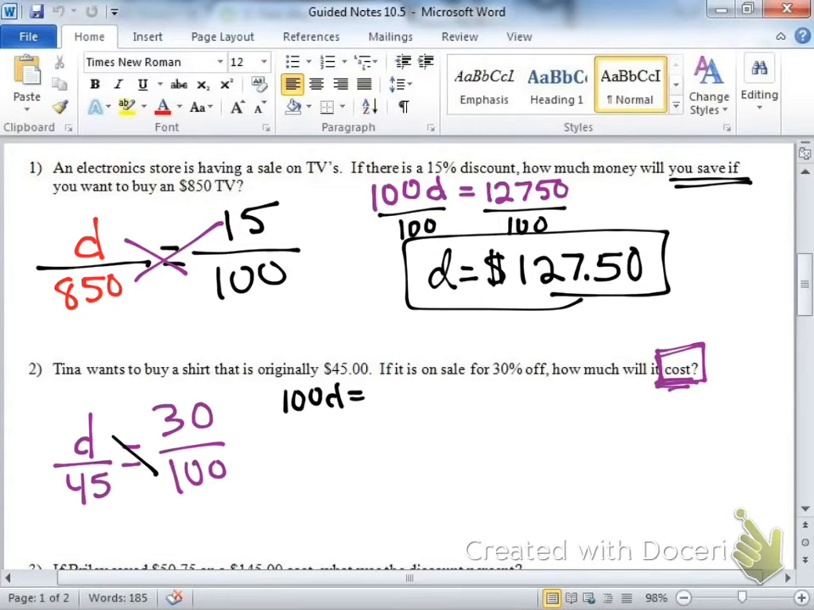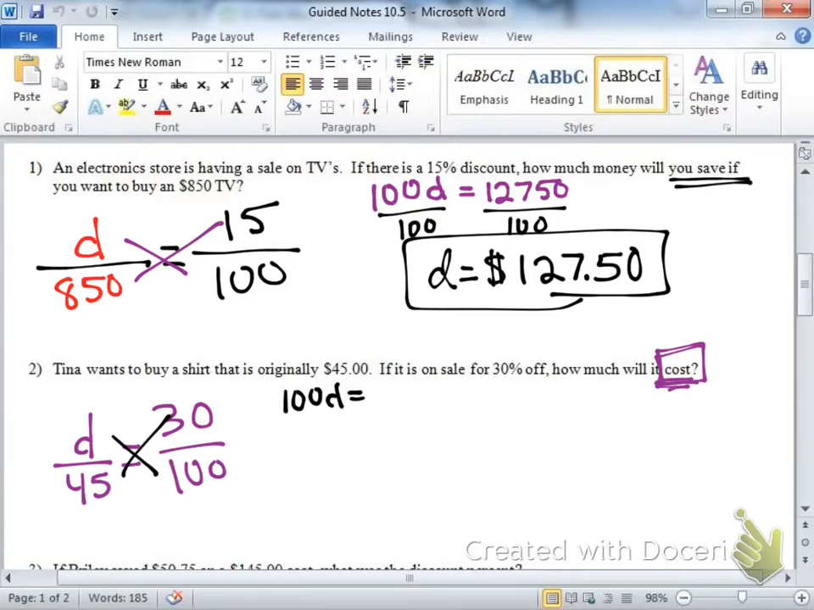How would you know if you put the number at the bottom or at the top? The original price always goes on the bottom. And then this will represent the amount of money you're going to save, or the discount amount, is on the top. 1,000. The discount is a portion of the whole thing. It's a percent of the whole thing. So it's like the part over the whole thing or the original.